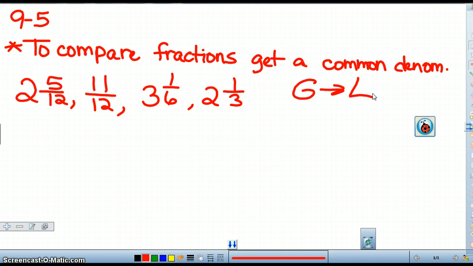First of all, guys, I need to do something with these mixed numbers, okay? I'm going to change them into a regular fraction. It may be an improper fraction for a little bit. That's okay. I need to get them so that they also have the same common denominator.